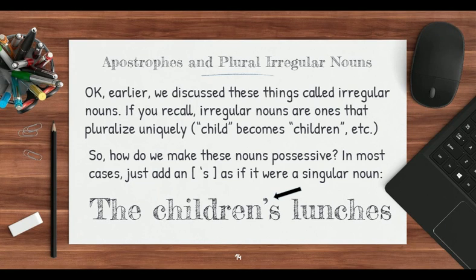So when we have most irregular nouns, when we pluralize them, that's how they become irregular, because they don't just add S or ES. If we want to make those plural irregular nouns possessive, we actually just apply the singular regular noun possession rule. So an apostrophe S that you see right here. Okay?